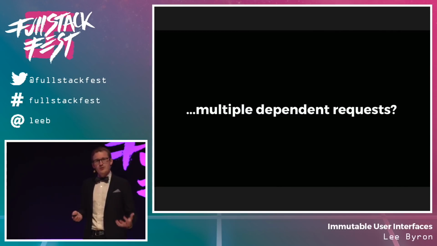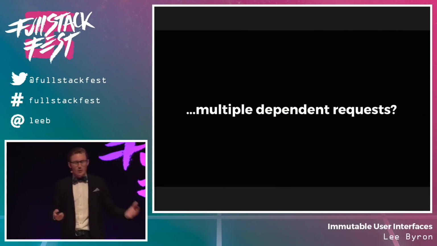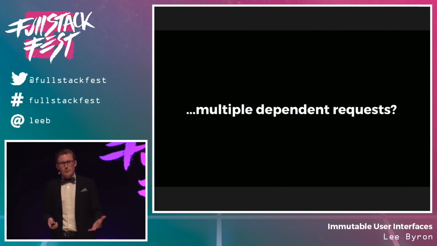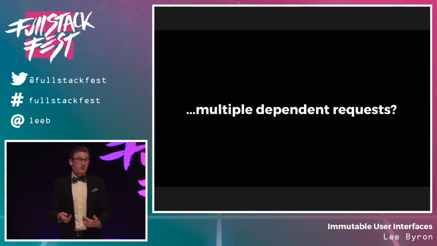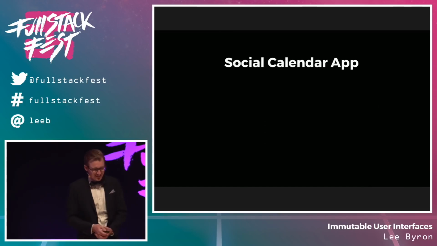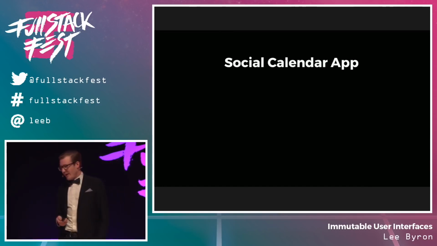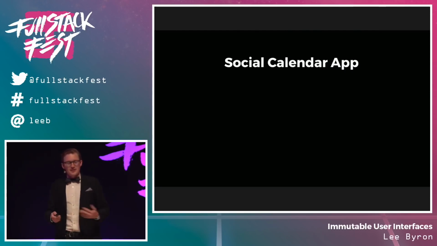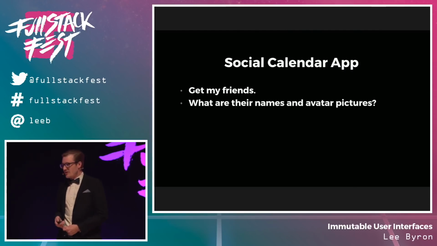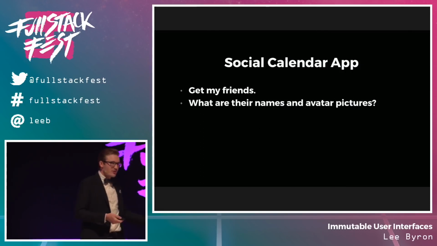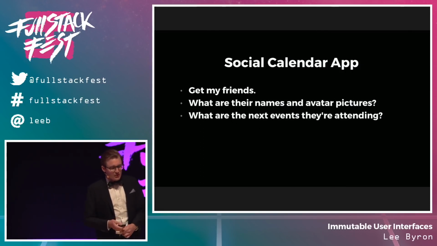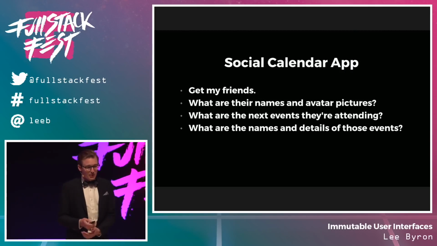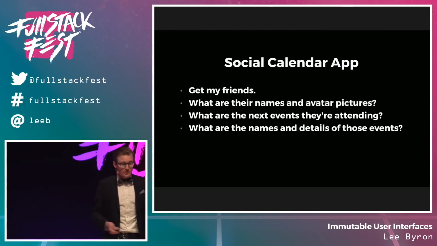And while REST helped us model our data in terms of a networked service, it can really be crippling to performance when our app needs to load lots of data that's dependent on loading lots of other data. So let's take an example, okay? Say we want to build a social calendar app. We're going to need to get our friends, their names and their profile pictures, their avatars. We want to know the next events that they're all attending and the names and the details of those events.